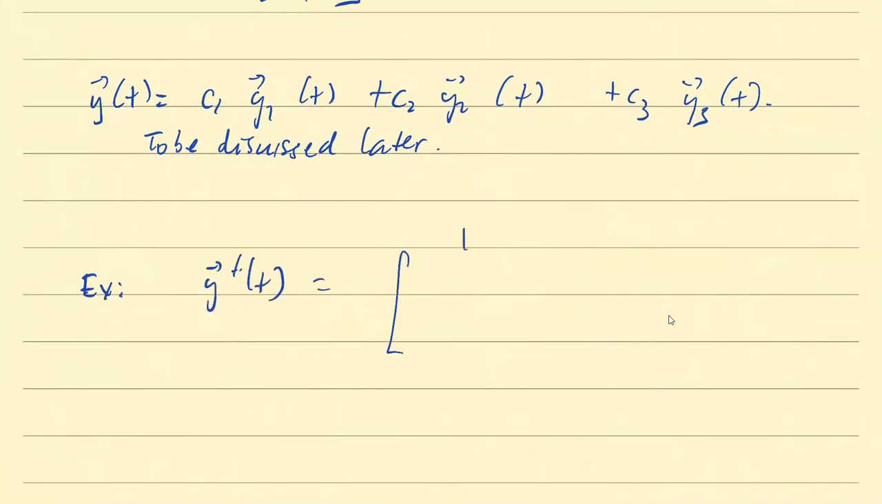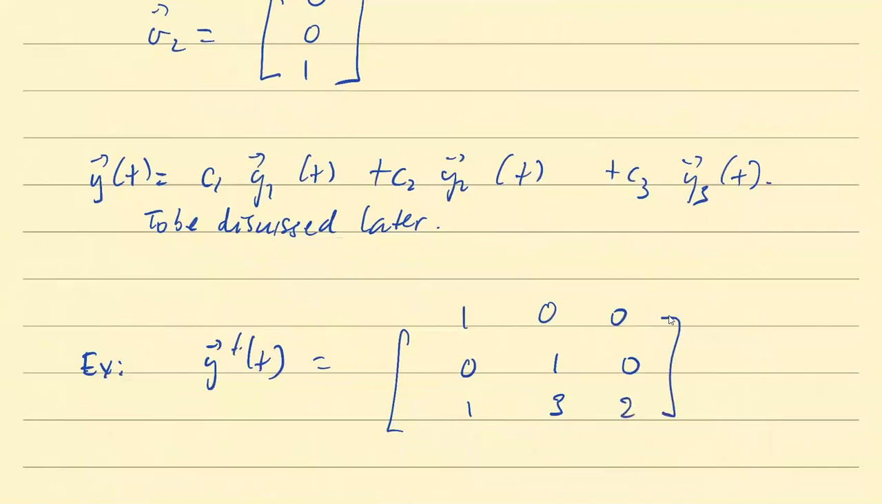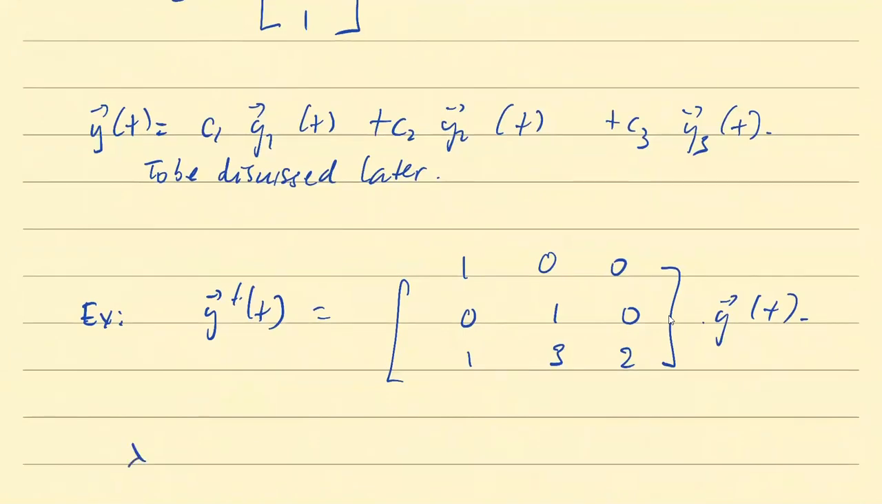It is this: 1 0 0, 0 1 0, 1 3 2. Okay, like this. So I changed my matrix slightly, right here, this entry. So again, what are the eigenvalues? 1, 1, and 2, right? Because it's still upper triangular.